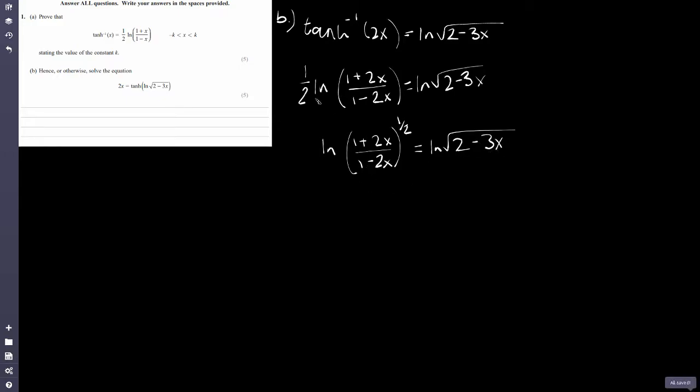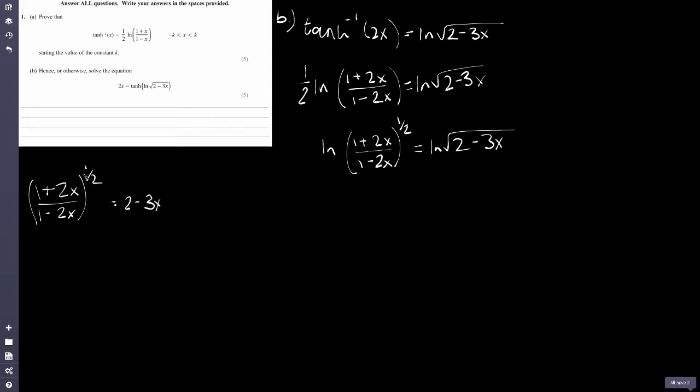So now we need to start solving this equation. So we've got logs on both sides. We can anti-log this now, and then we'll get it just in terms of our x here. So anti-logging this, we're just going to get left with the expression. So I'm going to get 1 plus 2x all over 1 minus 2x, and I'll put this in brackets, because this is still to the power of a half. That's going to be equal to the square root of 2 minus 3x.